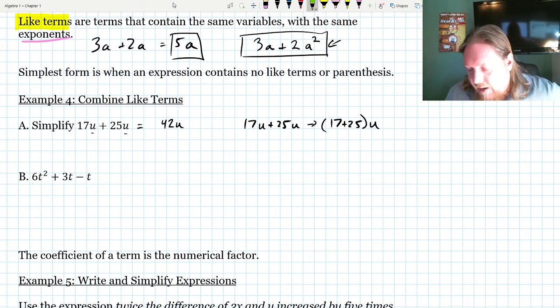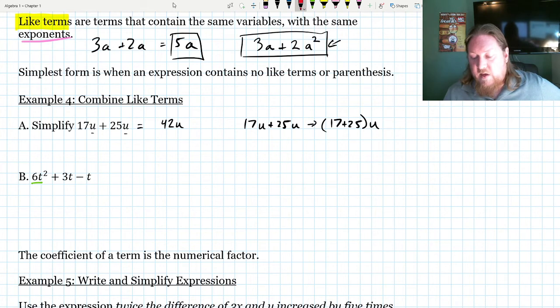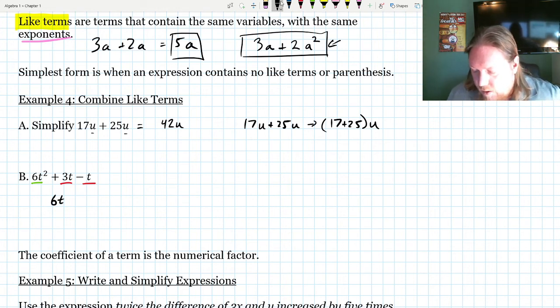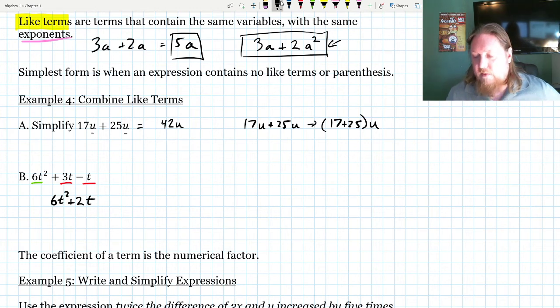I'm going to underline everything that's got matching variables and powers. Like here, the 6t squared, that's a t squared, it's going to be green. For the other ones, it's just a normal t, they're going to be red. I can only combine together the red terms because they have the same variable with the same power. So the 6t squared is just going to stay alone how it is. 3t minus t, 3 minus 1 is 2t. And I'm going to add them together. And that is the simplest form.